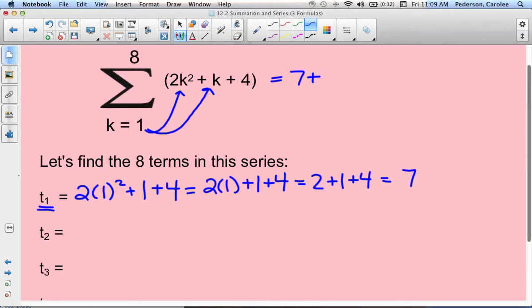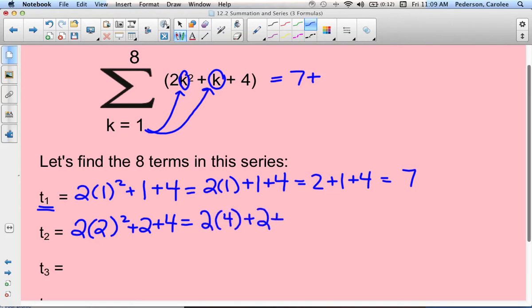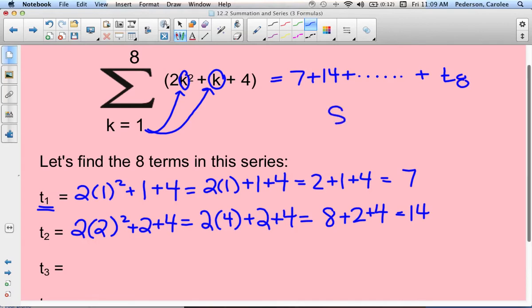Then we'll find term 2. So we're going to substitute 2 in for k. Remember, this is our k. So it's 2 times 2 squared plus 2 plus 4. Do our orders of operations again. So 2 times 2 is 4. 2 times 4 is 8, plus 2 plus 4 gives us a total of 14. And we would continue doing this all the way up to the 8th term. And then we would add them and get our sum.